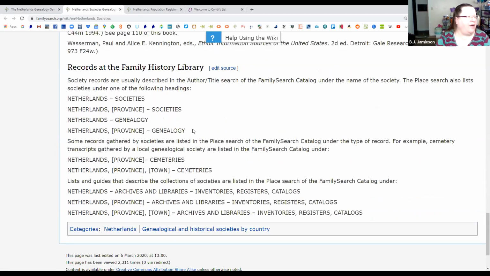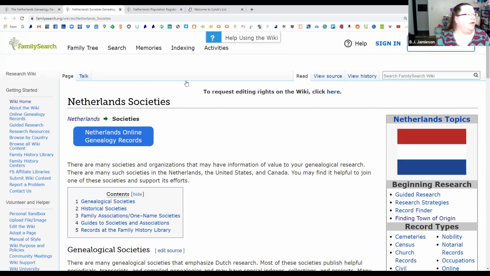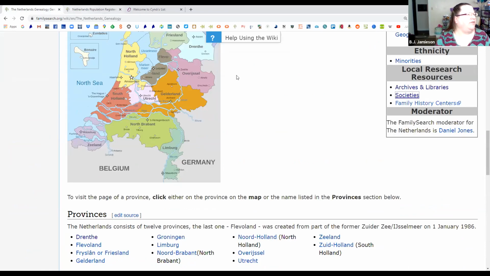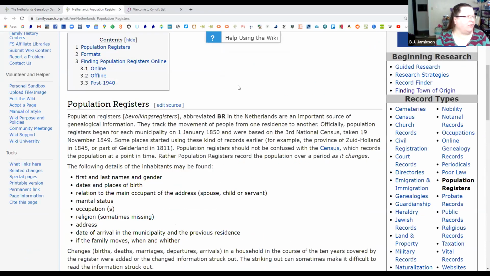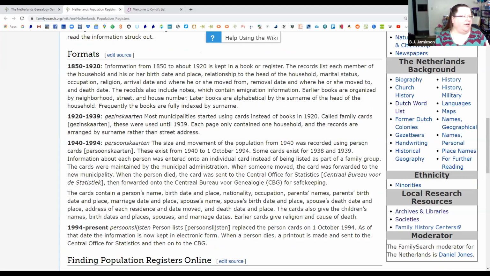Gives you an idea of what the records are going to be under at the Family History Library, at FamilySearch. And again, we get the introduction to the population register. They tell you how it changed over time. Those of you who did my census 3-parter remember how things changed as they got more bureaucratic. It looks like the same thing happened here.